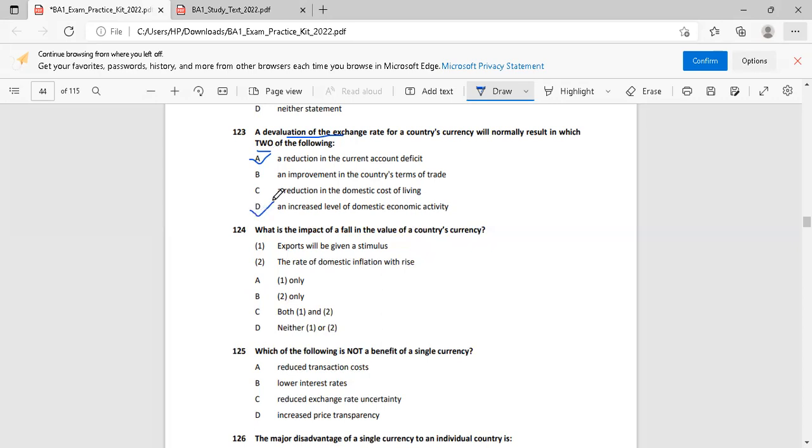What is the impact of a fall in the value of a country's currency? Exports will be given a stimulus. The rate of domestic inflation will rise. Domestic inflation.